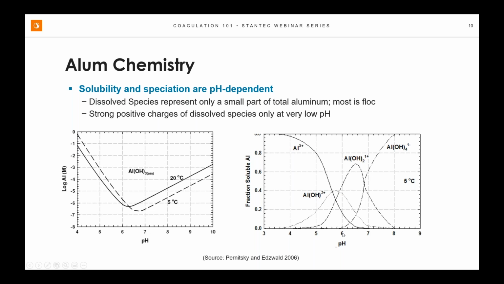But if you're coagulating like most of us are, between 6 and 7, the dissolved species that's actually doing the work is an aluminum species that only has a charge of +1. And if you're operating up here at pH 7.5, the dissolved species in solution has a -1 charge. So you're getting a lot less bang for your buck at these higher pHs. I'll show you a graph later on that shows how the floc charge varies, and that's the most important, but this is just very illustrative of that pH effect.